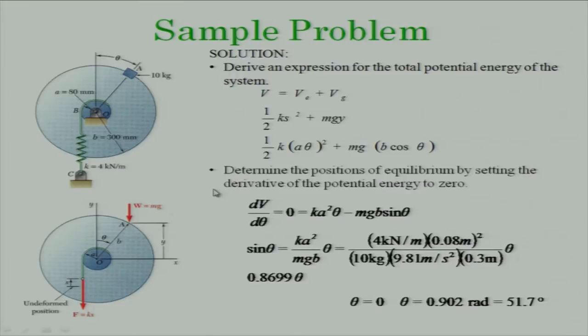But now the second point will come from solving this nonlinear equation. You can solve this graphically, you can solve by a Newton-Raphson method or simple fixed point iteration, whatever way. If you solve this, you will get that theta is equal to 0.902 radians or 51.7 degrees. Okay? So theta is some value here. Now does that make sense?